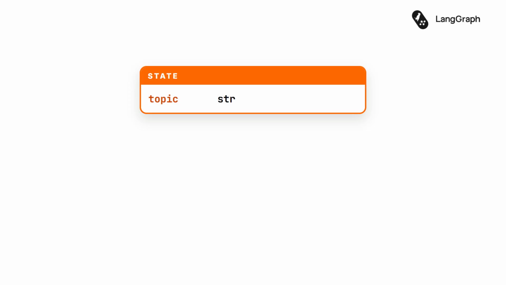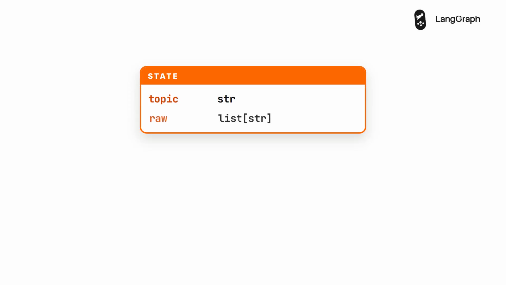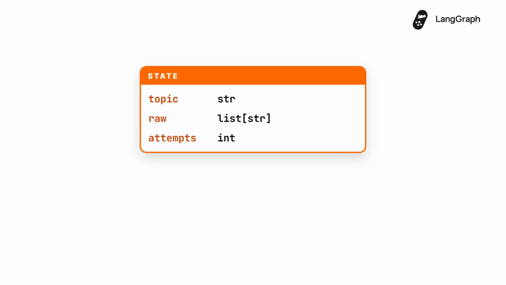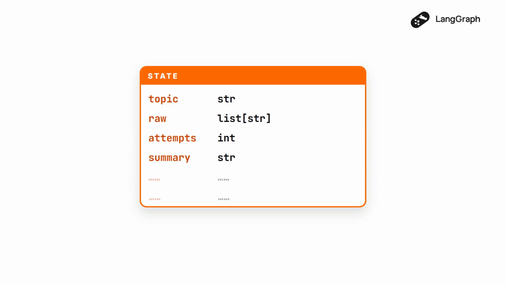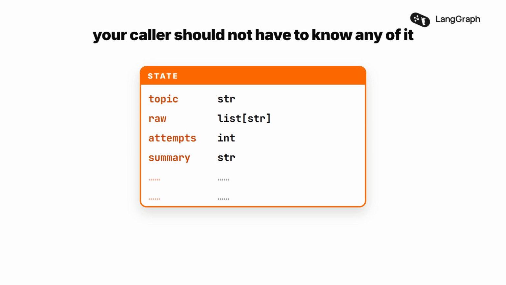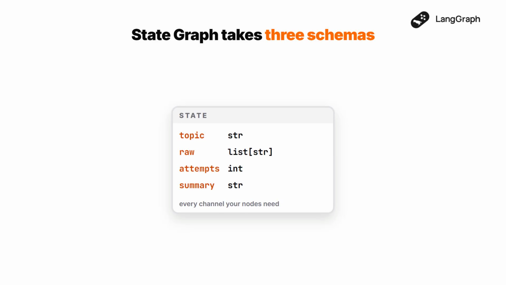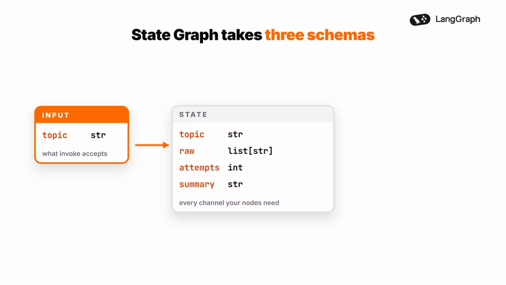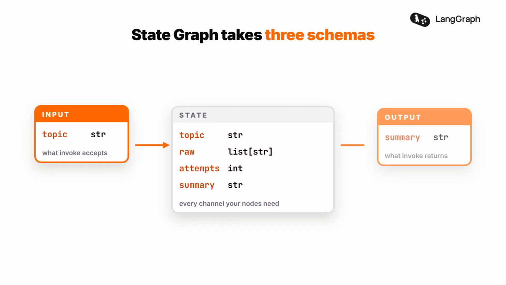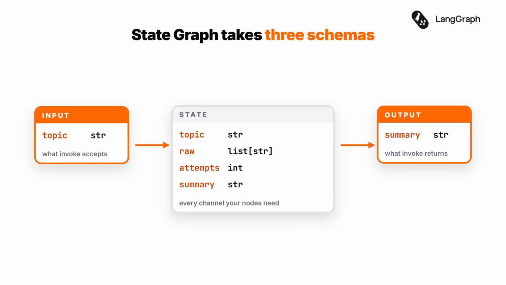As an agent grows, the state grows with it. Raw search results, retry counters, scratch values that exist only so one node can hand something to the next. Your caller should not have to know about any of that and should certainly not have to supply it. So StateGraph takes 3 schemas, not 1. The internal state, which is every channel your nodes need, an input schema, which is what invoke will accept, and an output schema, which is what invoke will return.